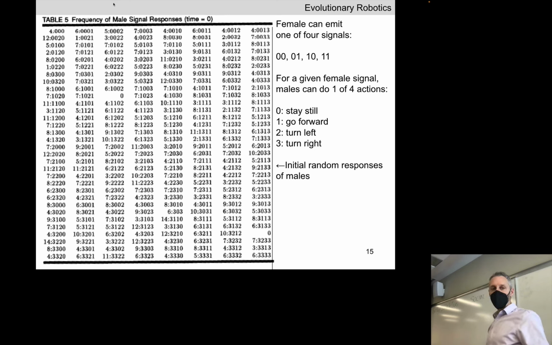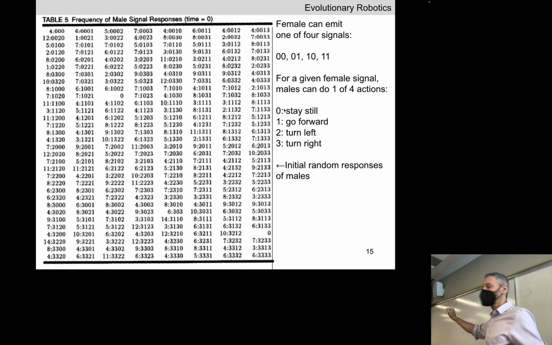So in this table, let's go to the upper left part. There should actually be 4 zeros here. To the right-hand side of the colon, these 4 digits represent what actions that set of males did under that song. At time 0, the number to the left of the colon represents how many males had this behavior. So at this point in time, there were 4 males that, regardless of which of the 4 songs the female sang, always stood still.